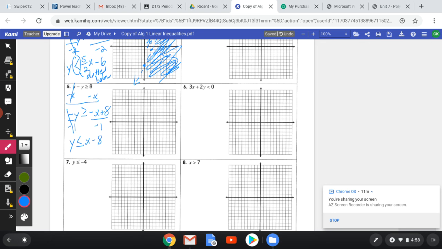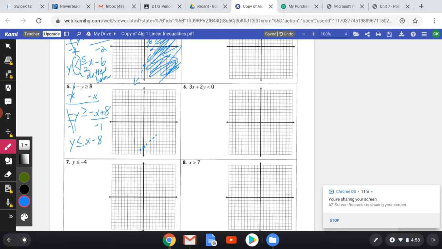So I start at negative 8. 1, 2, 3, 4, 5, 6, 7, 8. And then go up 1, right 1. Up 1, right 1, up 1, and so on and so forth, however many dots you feel like you need.